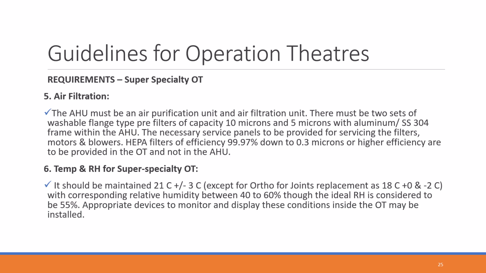There must be two sets of washable flange type pre-filters of capacity 10 micron and 5 micron with aluminum or SS304 frame within the AHU. Temperature and RH for super specialty OT should be maintained at 21 C plus or minus 3 C, except for ortho joint replacement at 18 C plus 0 and minus 2 C, with corresponding relative humidity between 40 to 60%, though the ideal RH is considered to be 55%.